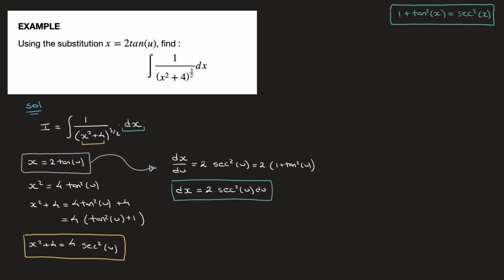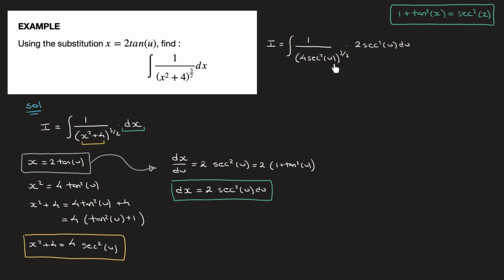And in doing so, and I'll do that at the top here, the integral turns into capital I equals the integral of 1 over, so x squared plus 4, which we saw was 4 secant squared of u. So that's in parentheses 4 secant squared of u raised to the power of 3/2, times the dx we have here, which we've just seen can be rewritten as 2 secant squared of u du.